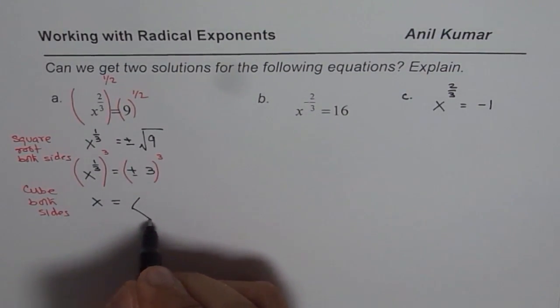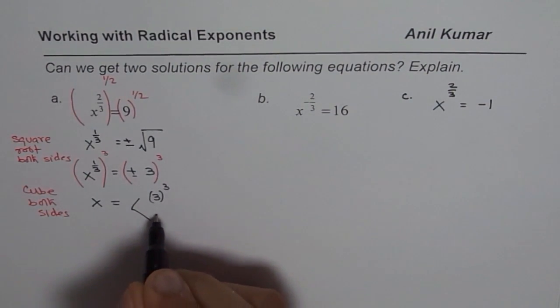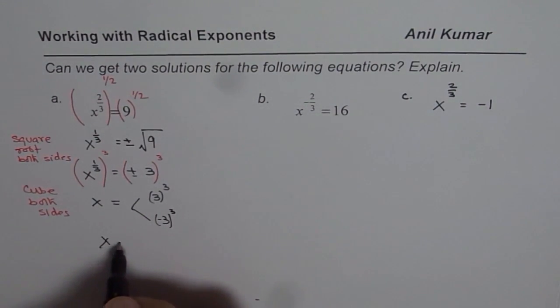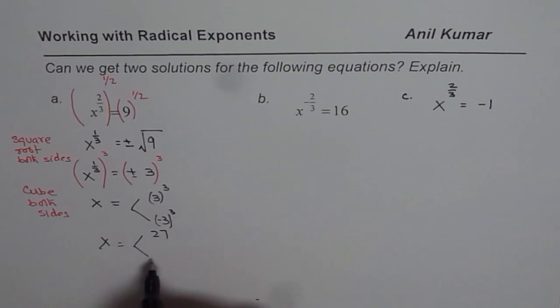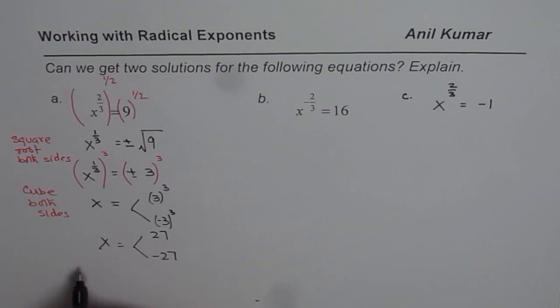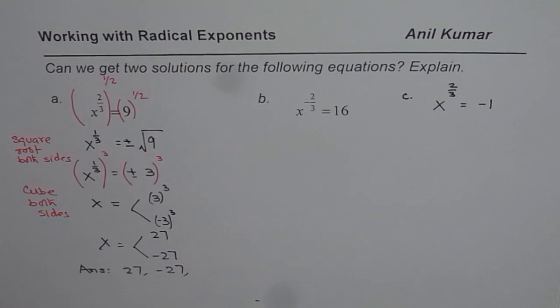So there are two possibilities. One is 3 cube, and the other one is minus 3 cube. So 3 cube is 27, and minus 3 cube is minus 27. Do you see that? And therefore we do have two solutions. We can write down our answers as 27 and minus 27, or plus minus 27. So that is how you could solve such equations, and you should get two solutions.